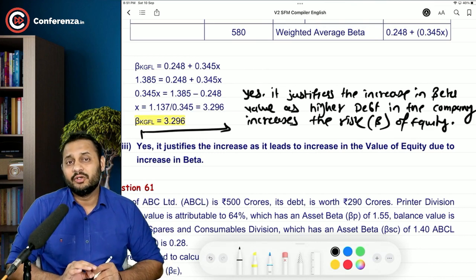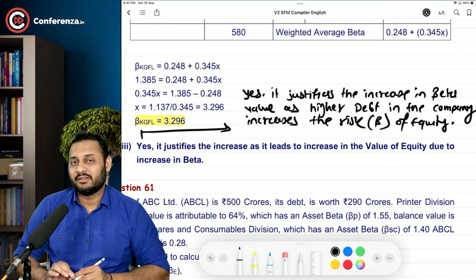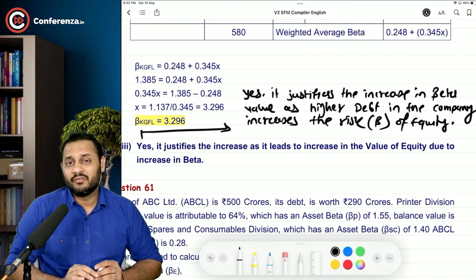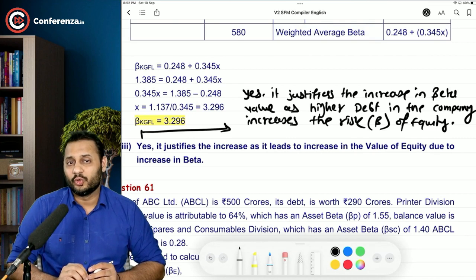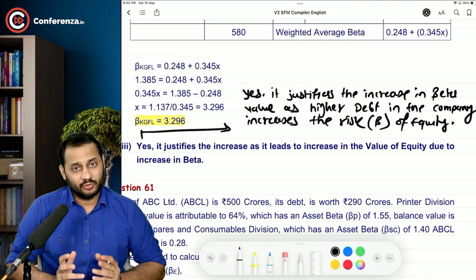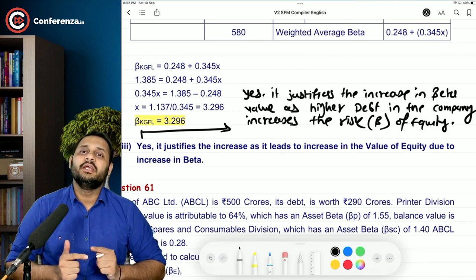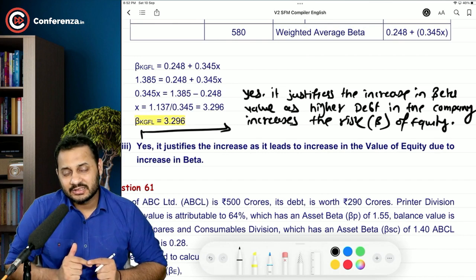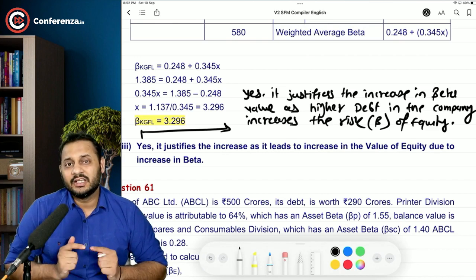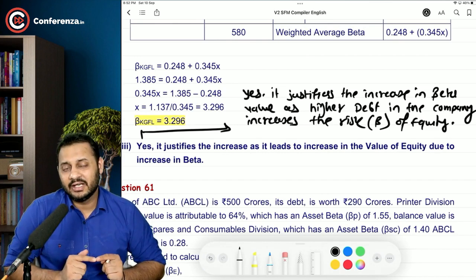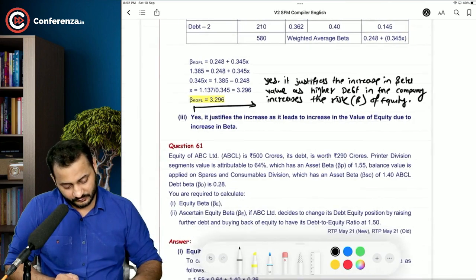If you remember, I told you about this while explaining the geared and ungeared beta: if we have debt in the company of 2 crore and at the time of liquidation we have only 2 crore, this entire 2 crore will be given to the debt holders because they are also owed 2 crore, and equity shareholders will not get anything. So the higher the amount of debt in the company, the lower the chances that equity shareholders will get anything at the time of liquidation.